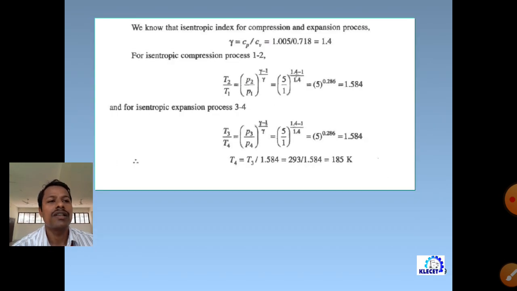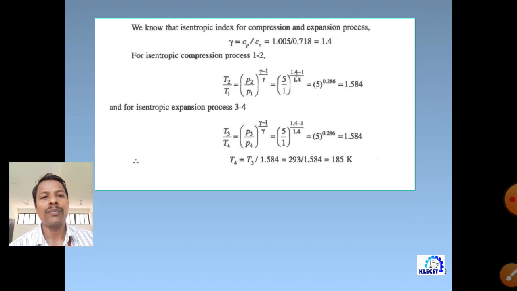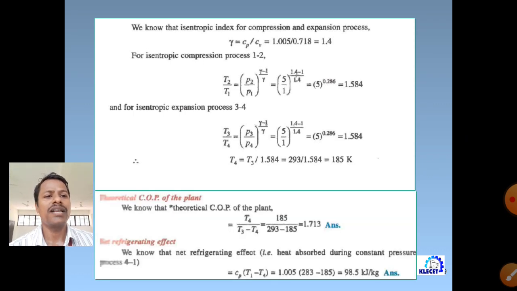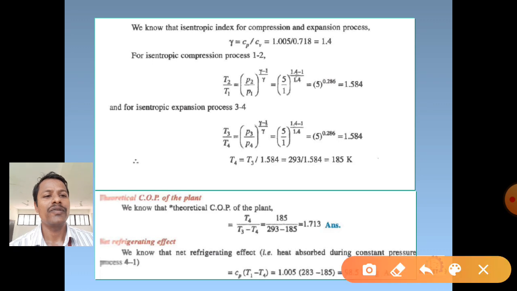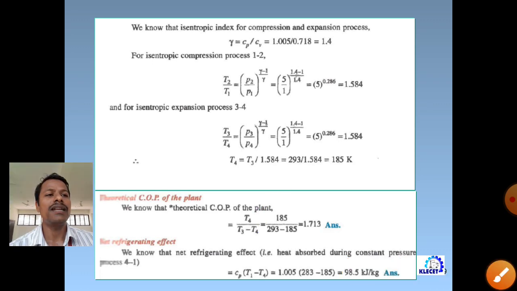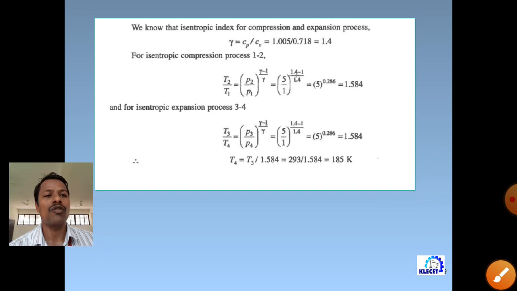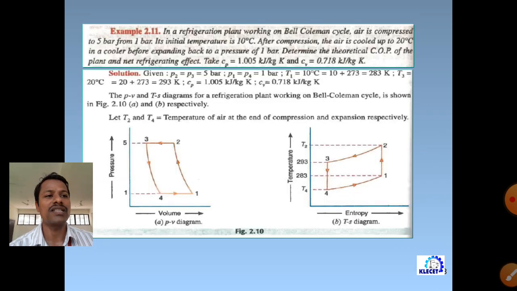So how to solve this problem? First of all we want COP for the cycle. What is the COP expression? We have derived COP is T4 upon T3 minus T4. So here T3 and T4 temperatures are unknown to us. T3 and T4 temperatures he has not given in this problem statement. How to find out T3 and T4?